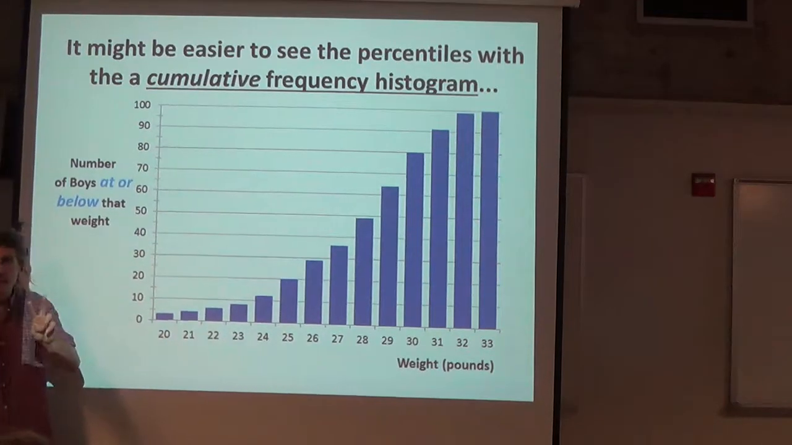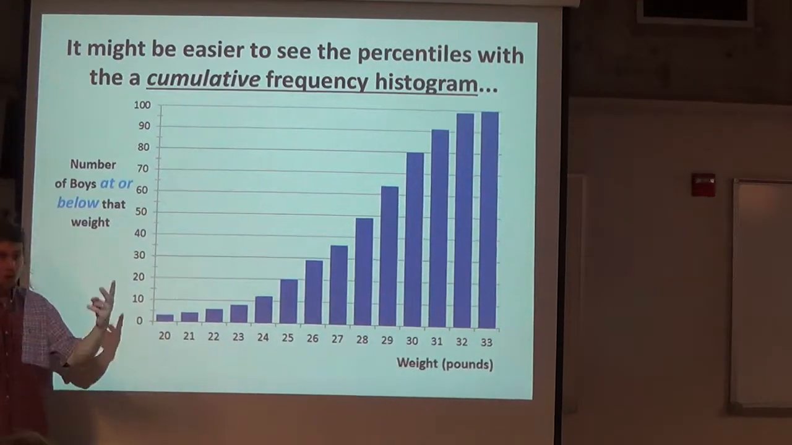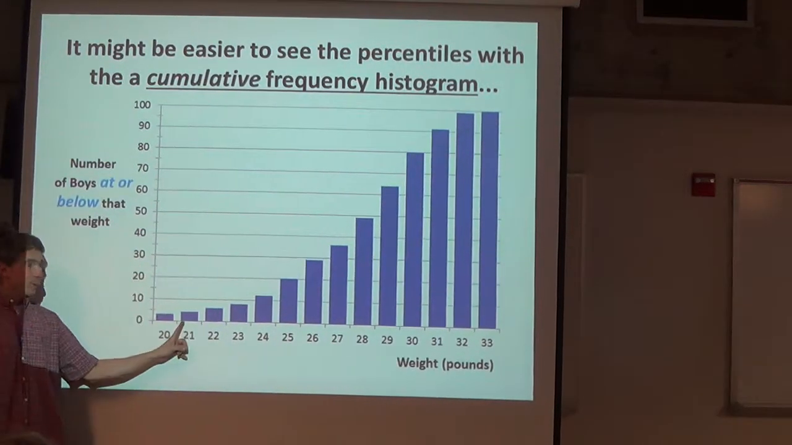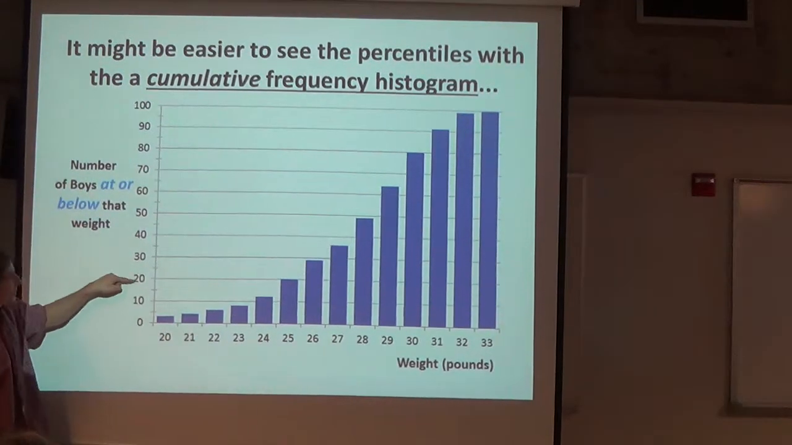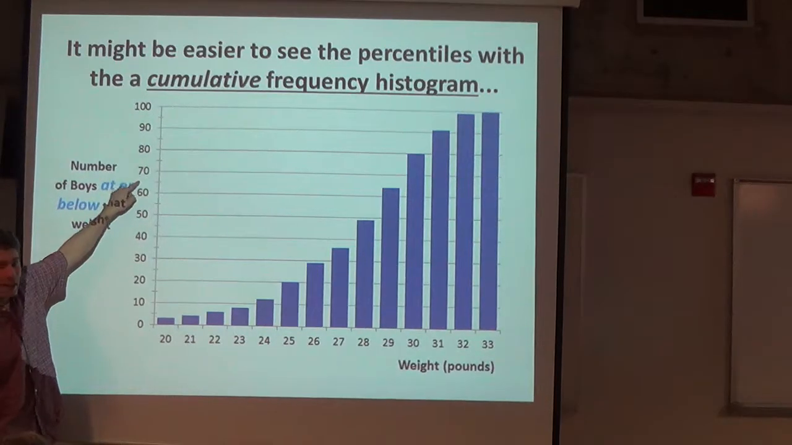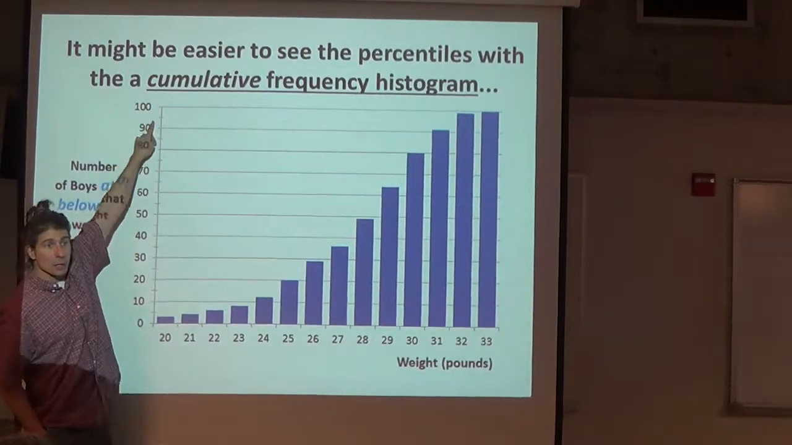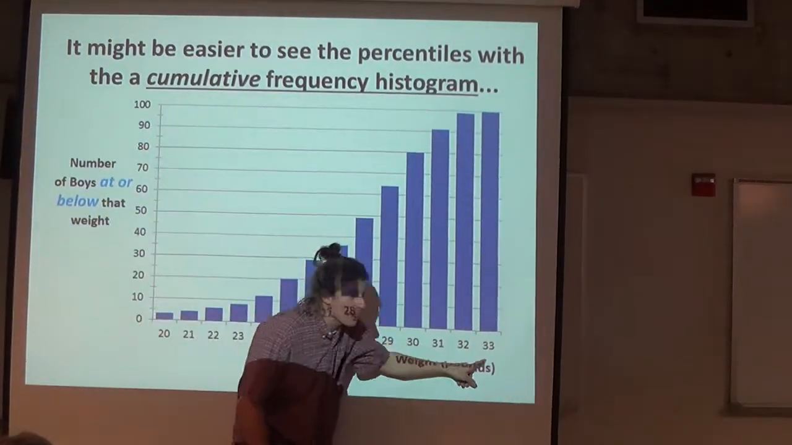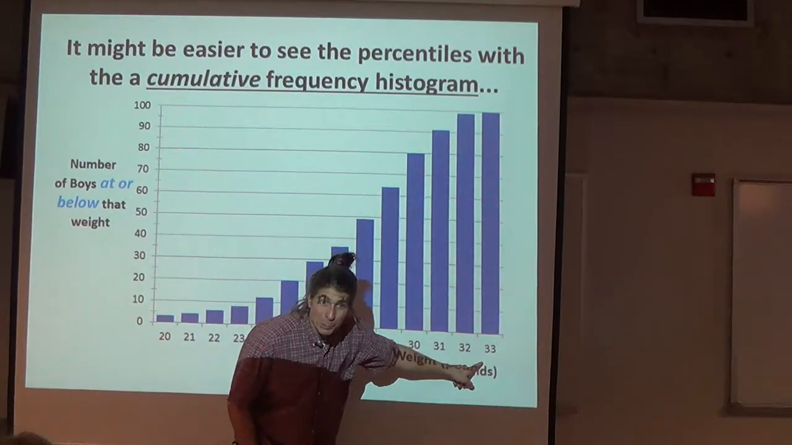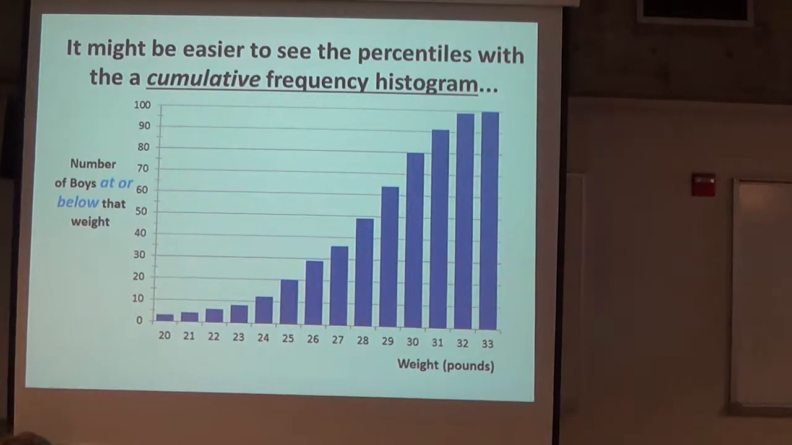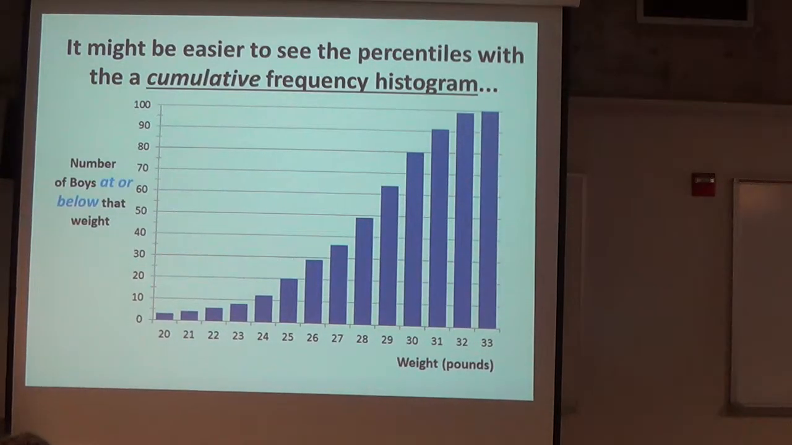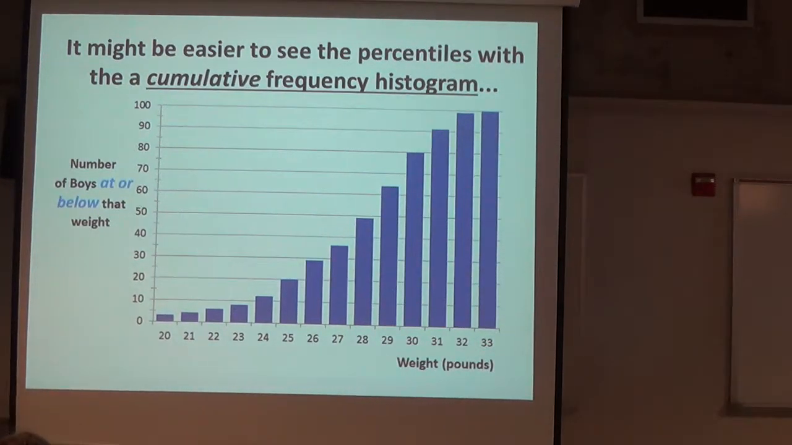Then there were 2 kids at 22 pounds. So when you add that 2 to the bar before it, which is everybody below that, you get the height of that bar. Do you see the difference in the numbers on the vertical axis? It goes all the way to 100, because our little friend that was 33 pounds was the heaviest kid in the group. So there's 100. Go ahead and say it. There are 100 of them that are either 33 pounds or less. Exactly.